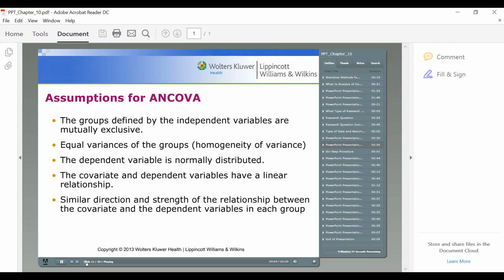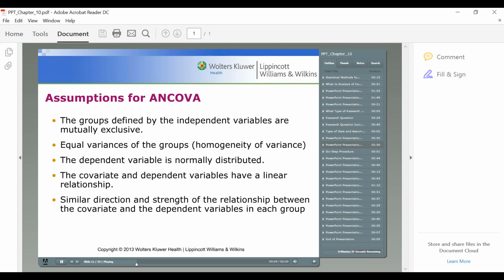Then our assumptions for ANCOVA are a little bit different than ANOVA. Some of them are the same, but there are others that must be added because of the other types of analyses that are involved. The groups defined by the independent variables are mutually exclusive, so we always have that independence assumption, and that's pretty much the same for all parametric analyses. Equal variances amongst the groups is our homogeneity of variance. The dependent variable is normally distributed, hence the use of the parametric equation.